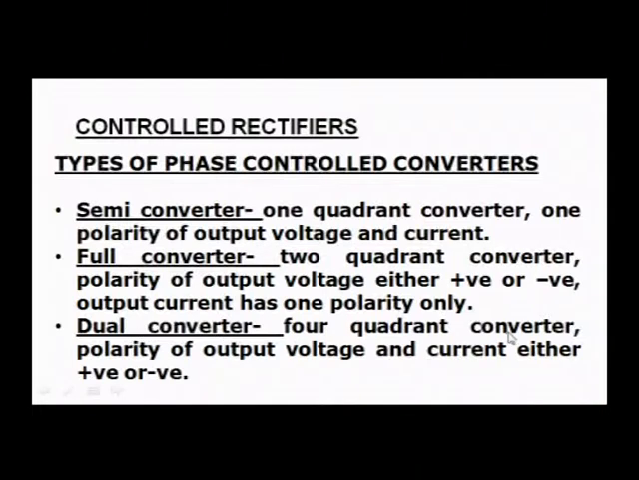And finally, the dual converter. Dual converter is a 4 quadrant converter, wherein the polarity of both the output voltage as well as the output current can be either positive or negative. Now, please see students, as I move through these converters, the number of thyristors I am going to use will increase, the complexity of the circuit will increase, and the number of gate trigger pulses I have to give will also increase. So, the simplest of the 3 is definitely the semi converter.